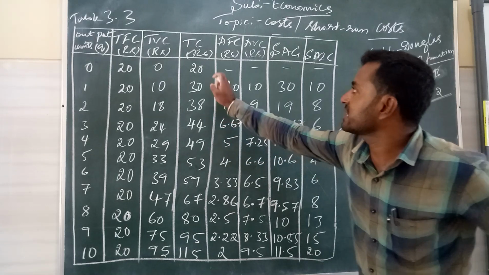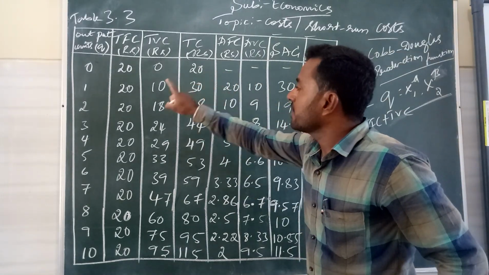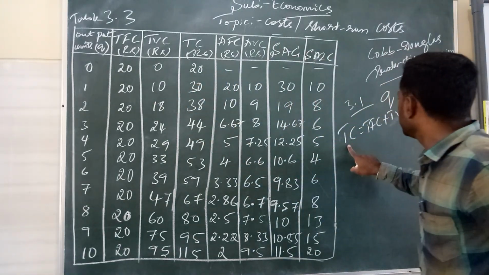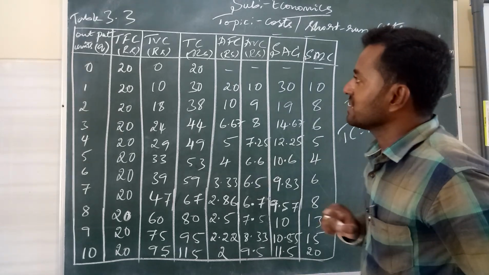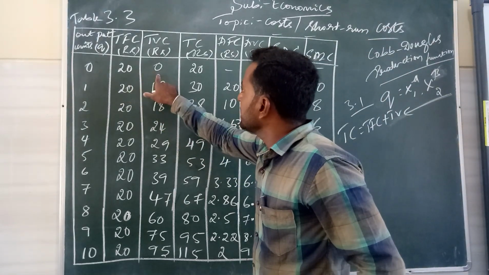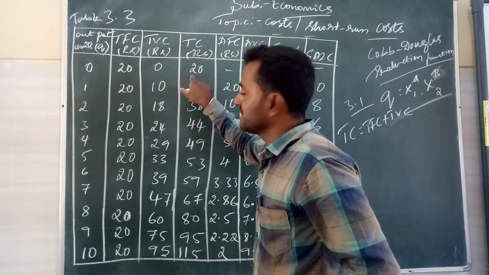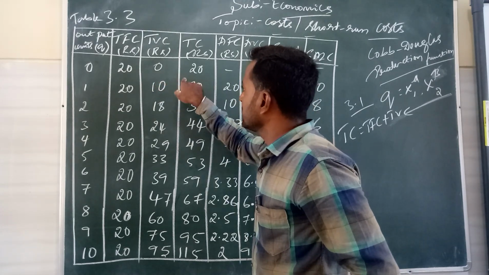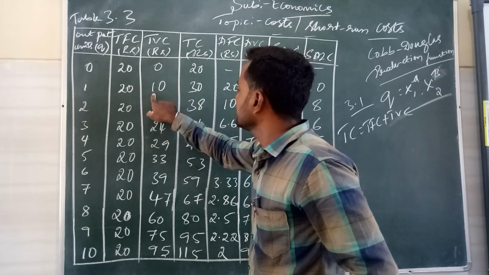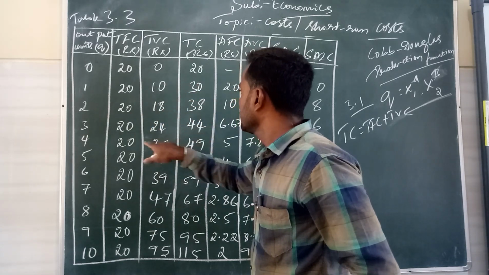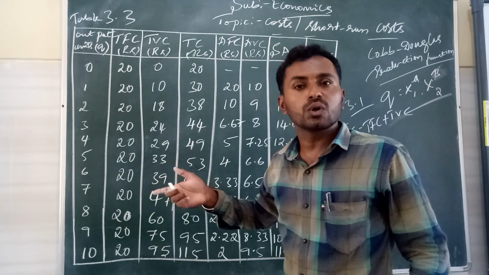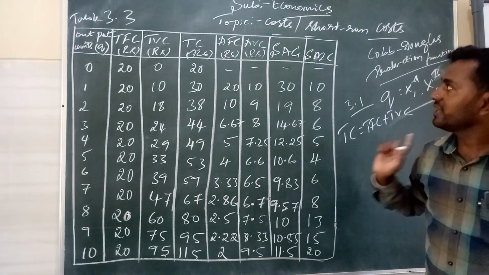See, how can we calculate TC? I told you. TC is equal to the sum of total fixed cost and total variable cost. See, 20 plus 0, 20 is fixed cost. And 20 plus 10, 30; 20 plus 18, 38. Like that, we will calculate total cost. Understood?